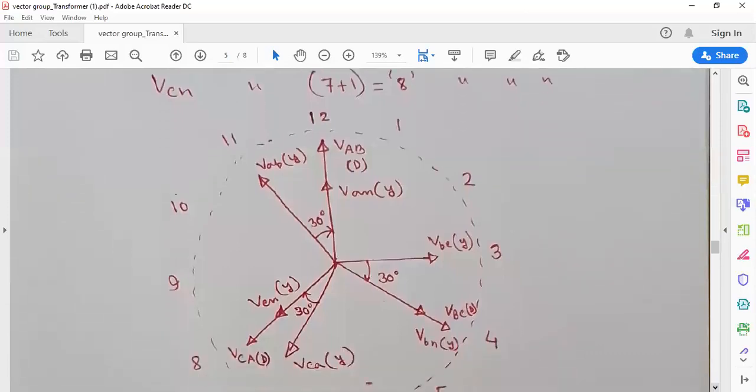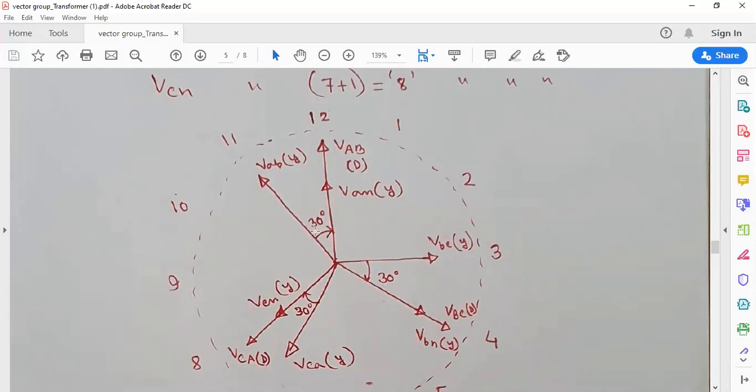We have to go through the information which we have discussed at the beginning of our class. That is, in Y connection, line to line voltage leads phase voltages by 30 degrees. So in our phase vector diagram, VAB, the Y connection line to line voltage, is along 11. So in which direction will phase voltage VAN be? In the 30 degree lagging direction.